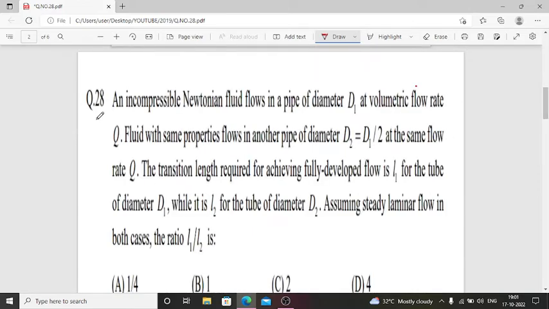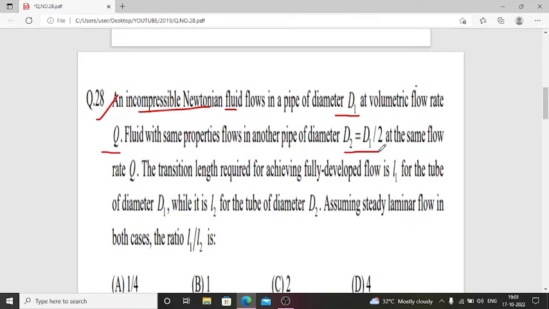Question number 28. An incompressible Newtonian fluid flows in a pipe of diameter d1 at a volumetric flow rate capital Q. Fluid with the same properties flows in another pipe of diameter d2. d2 is equal to half of d1 at the same flow rate capital Q. Q1 is equal to Q2 is equal to capital Q.